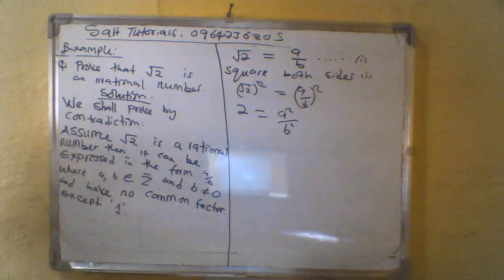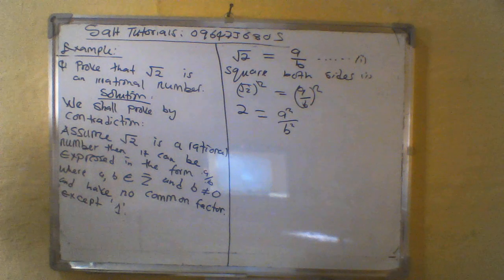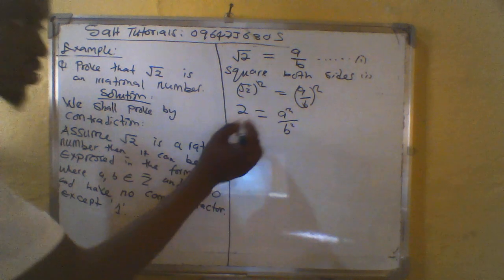This is what I'm going to have. So we can make one variable the subject. We have a squared and b squared there, so you can decide to make a squared first or b squared first, it's up to you. So in this case, I'm going to make a squared the subject.